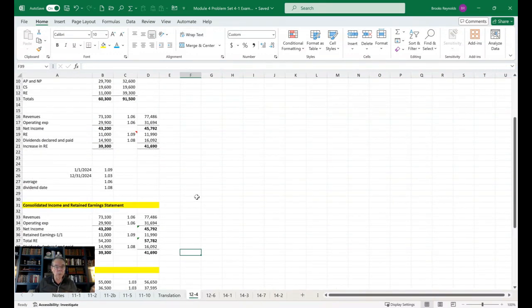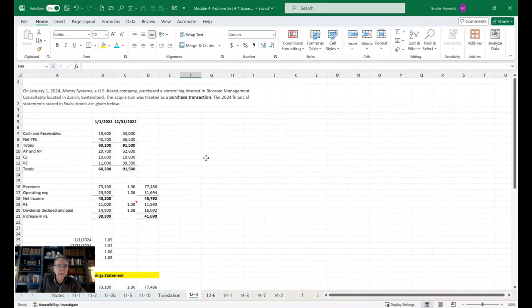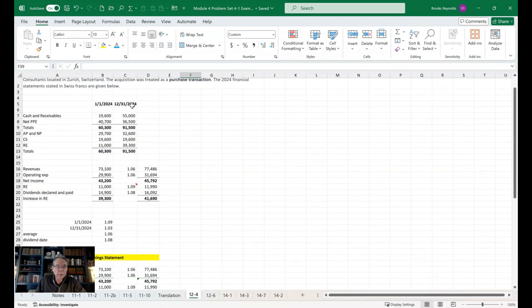All right, so this is 12.4, and this is really just basically on January 1st, 2024, Monty Systems, a US-based company, purchased a controlling interest in Blossom Management Consultants, located in Zurich, Switzerland. The acquisition was treated as a purchase transaction. So now we can see the dates, on the date of the acquisition and then on the year end.